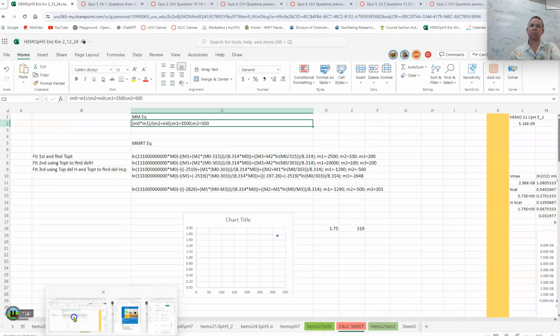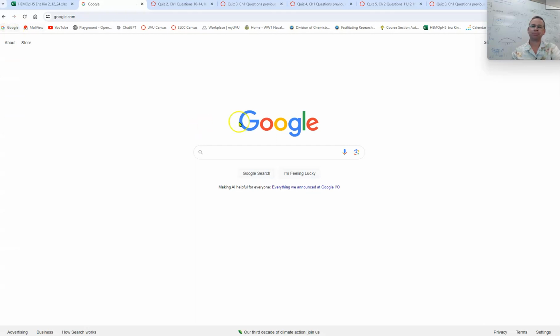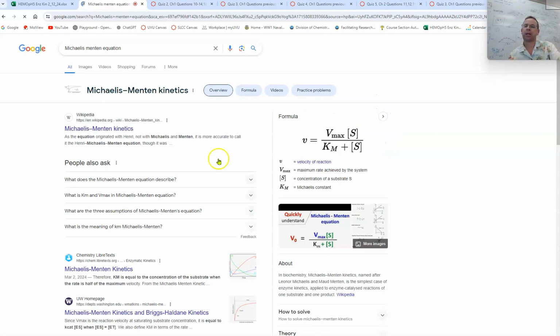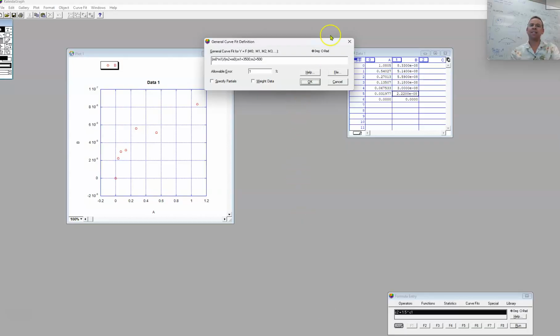If we search the Michaelis-Menten equation, just to see what it looks like: the rate, or velocity, is equal to the Vmax, the maximum velocity, or where it asymptotically approaches, times the substrate concentration, over the Michaelis constant for the enzyme plus the substrate concentration. So let's see if we can see that in this information here.